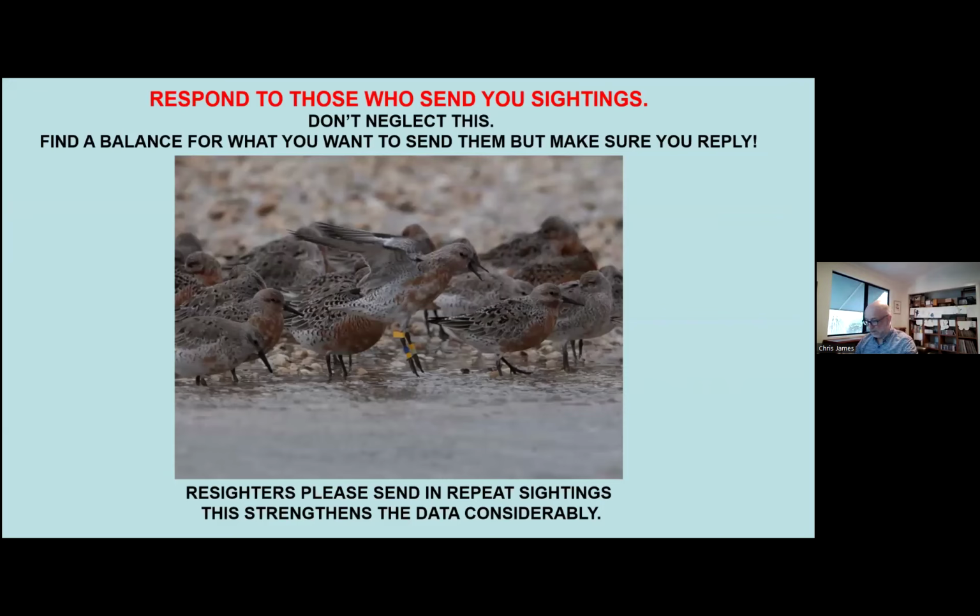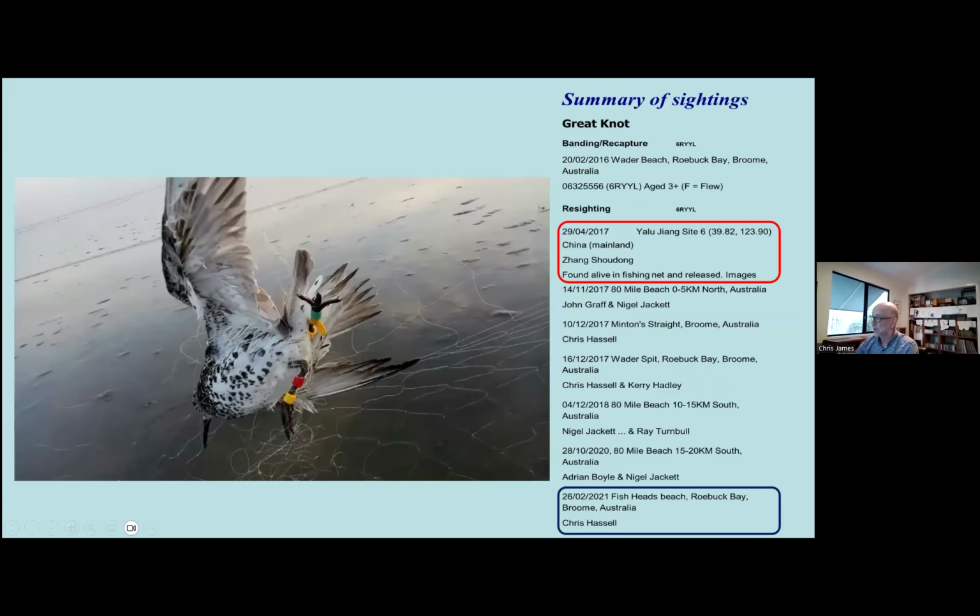Now, I don't want to bang on, but now and again I do bang on. This is just so important. My apologies.